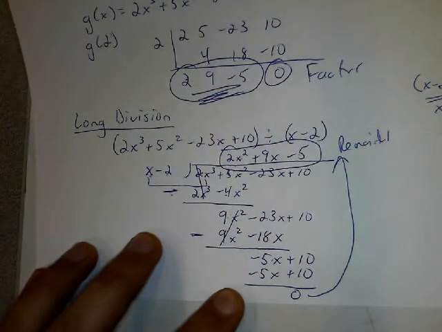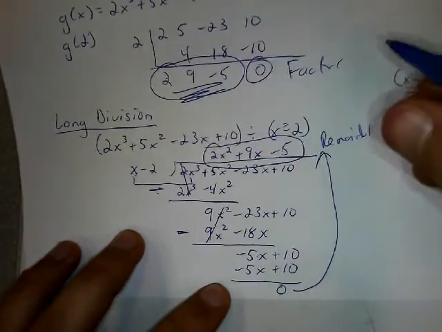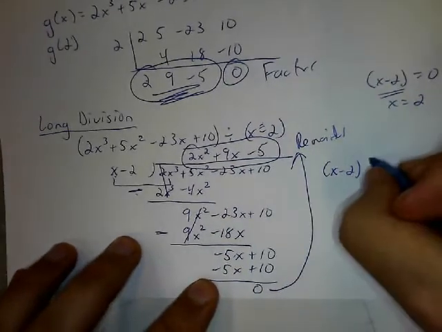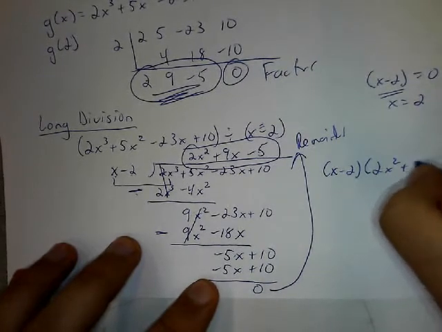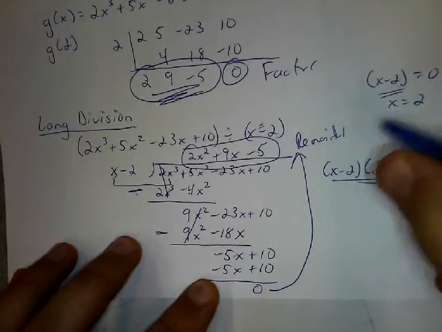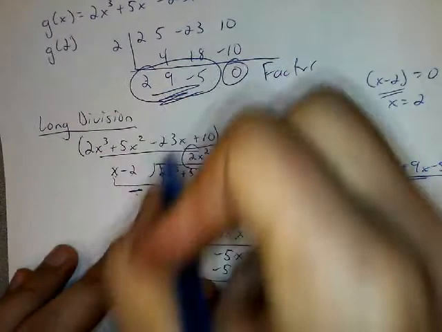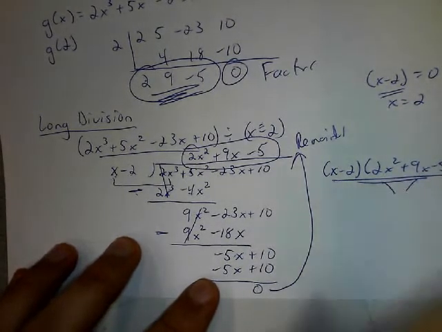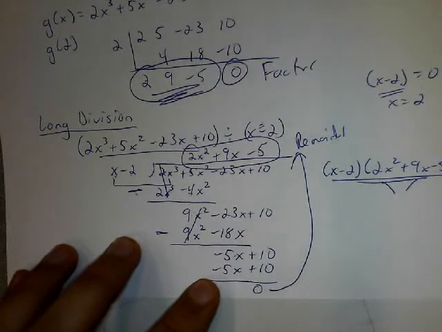And this here is your polynomial. What this tells you is that if this is a factor, then x minus 2 times 2x squared plus 9x minus 5 is equal to the original expression of 2x cubed. You just factored one factor out, and now we could actually factor this if we really wanted to try. I'll leave that as something you guys can do on your own.